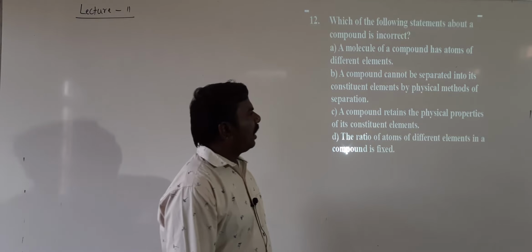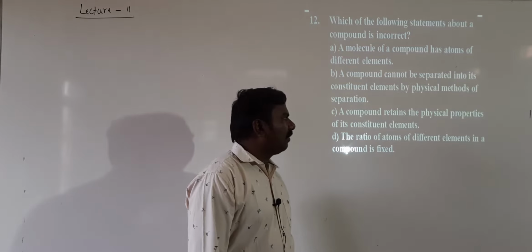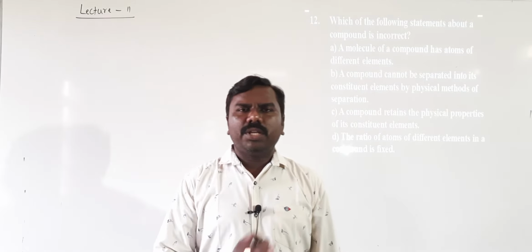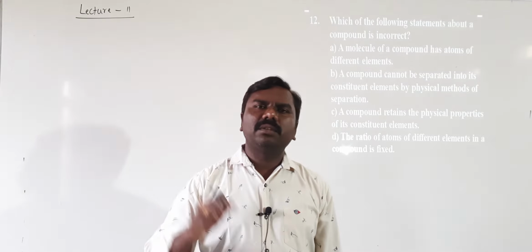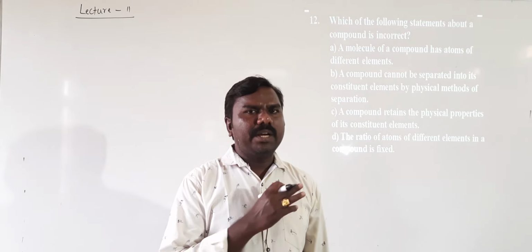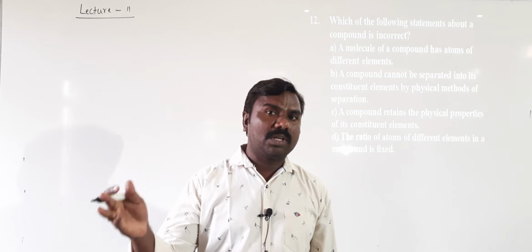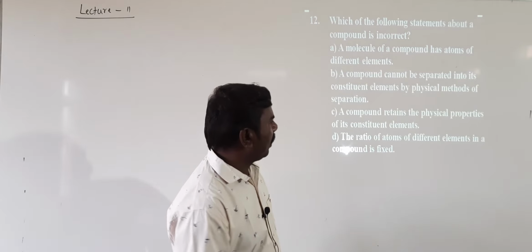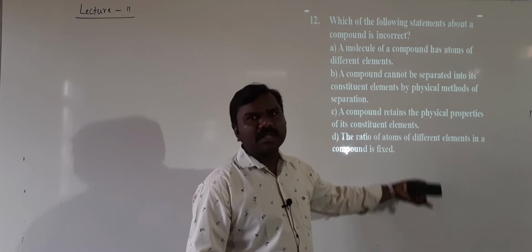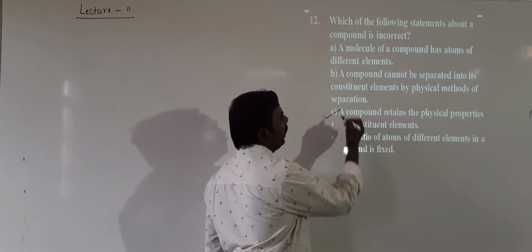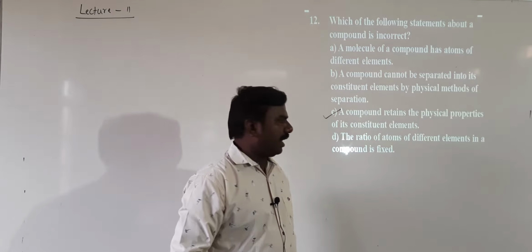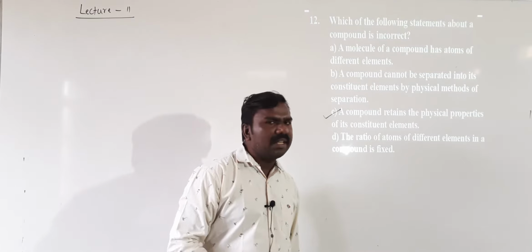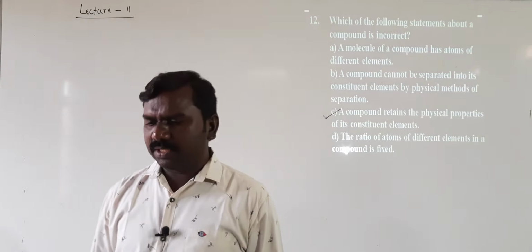A compound retains the physical properties of its constituent elements, wrong option. H2 and oxygen combine, then give water. Hydrogen gas, oxygen gas, but water is a liquid. It means properties are different, but they are telling that it retains the same. So that's why the incorrect option is C, the right answer. The ratio of atoms of different elements in the compound is fixed, yes, correct option.